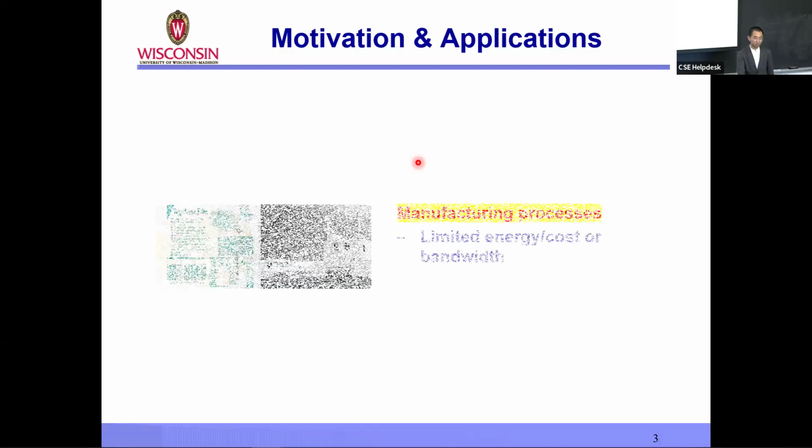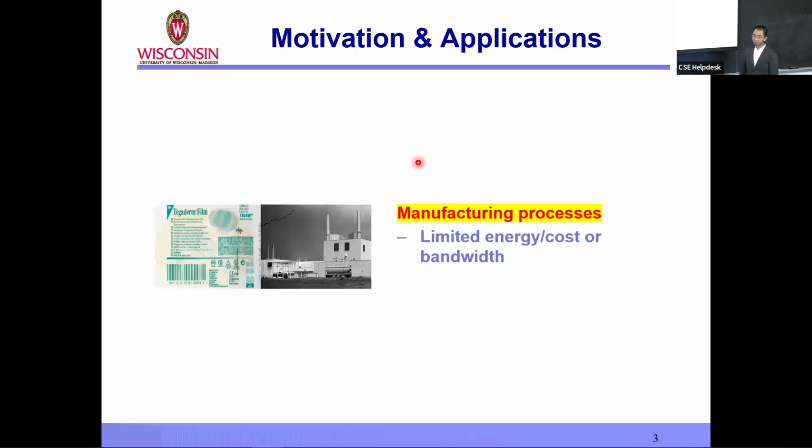So the first example is from manufacturing processes. When I was an intern at 3M, I learned that hundreds of sensors have been deployed in the manufacturing plant to manage different types of data for quality assurance and also anomaly detection. However, one outstanding question is how could we achieve the optimal balance between data acquisition and monitoring performance?